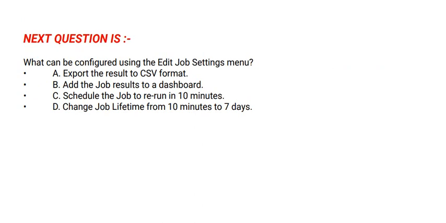Option B, add the job results to a dashboard. Option C, schedule the job to rerun in 10 minutes. And option D, change job lifetime from 10 minutes to 7 days. The correct option is option D.